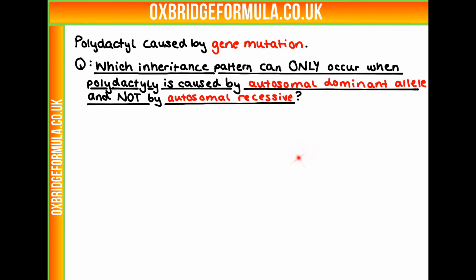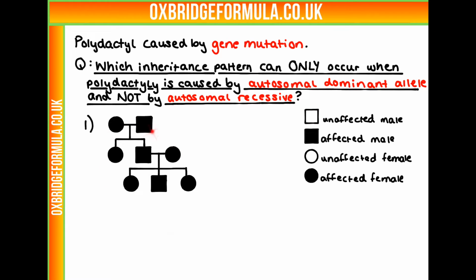So our first pedigree diagram looks like this. We have every individual being affected, whether it's male or female. Could this be autosomal dominant? Well, for that to occur, each affected person would need at least one dominant allele, and we can see that this could very much be the case. All of the offspring would just need to inherit one of the dominant alleles from their parents, and since they are all affected, they all have a dominant allele, therefore it could be autosomal dominant.